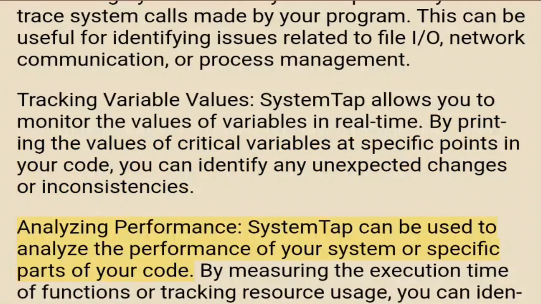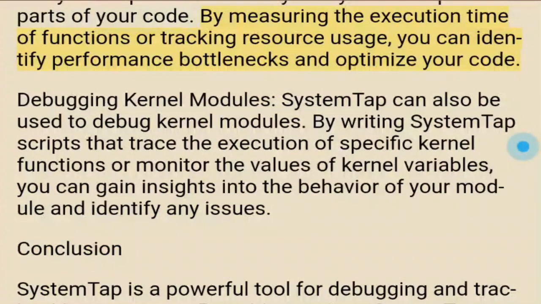inconsistencies. Analyzing performance. SystemTap can be used to analyze the performance of your system or specific parts of your code. By measuring the execution time of functions or tracking resource usage, you can identify performance bottlenecks and optimize your code. Debugging kernel modules. SystemTap can also be used to debug kernel modules. By writing SystemTap scripts that trace the execution of specific kernel functions or monitor the values of kernel variables, you can gain insights into the behavior of your module and identify any issues.